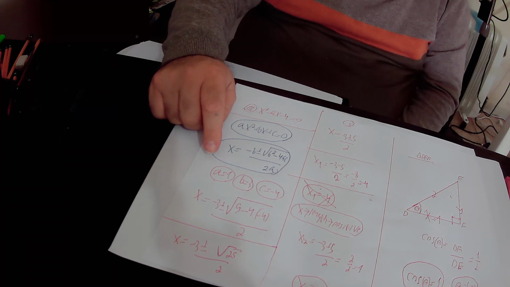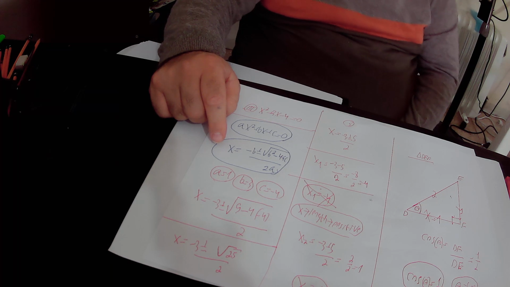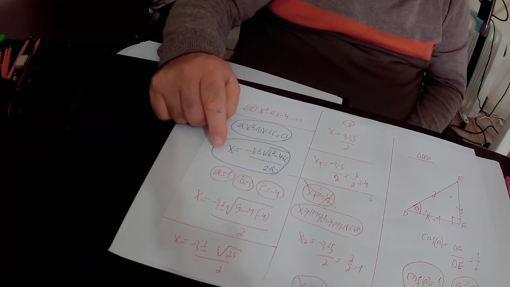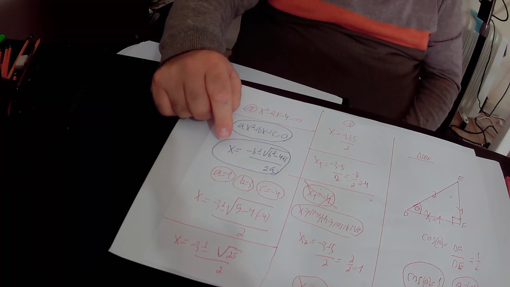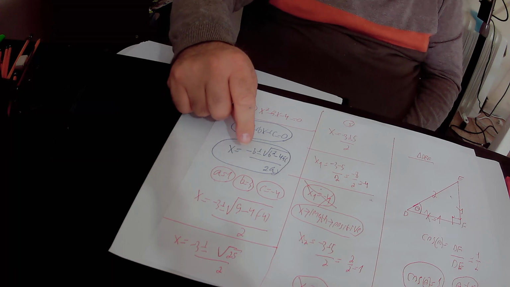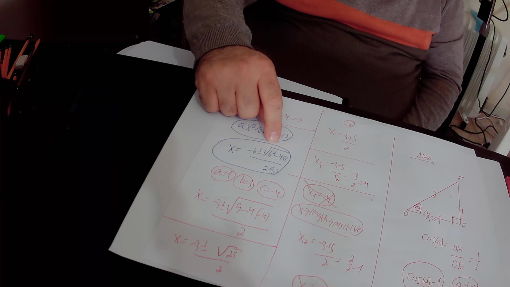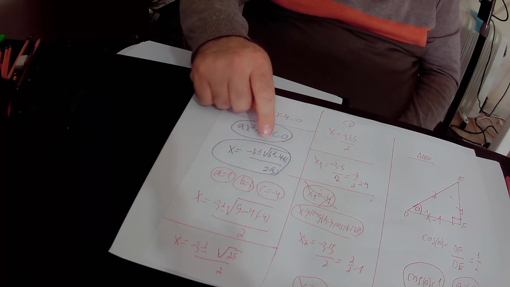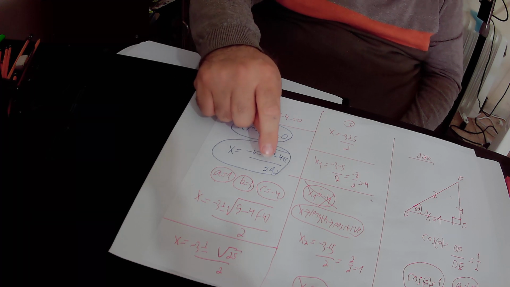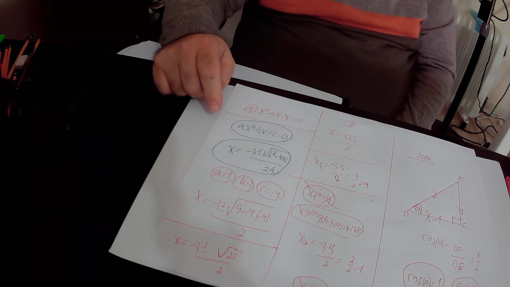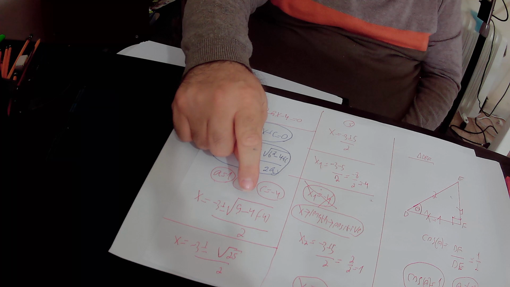So we put the data inside the formula for x, and we found the values of x. Here x equals minus b, b equals 3, so minus b is minus 3, plus or minus square root of b squared. B equals 3, so b squared is 3 squared, that is 9, minus 4 times a, which is 1, times c, that is minus 4, over 2a. A is 1, so 2 times 1 is 2.